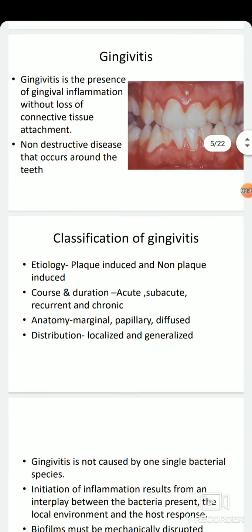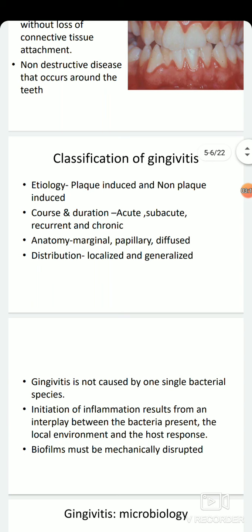And coming to classification of gingivitis, based on etiology, it is classified into plaque induced and non-plaque induced. Based on course and duration of the disease, it can be classified as acute, subacute, recurrent, and chronic. And based on anatomical structures involved in gingiva, it is classified into marginal, papillary, and diffuse gingivitis. And based on the distribution, it is also named as localized and generalized.